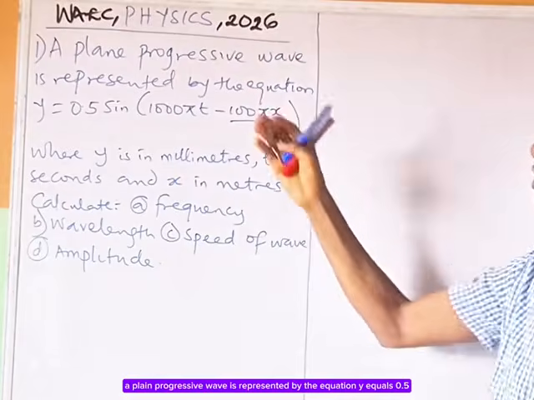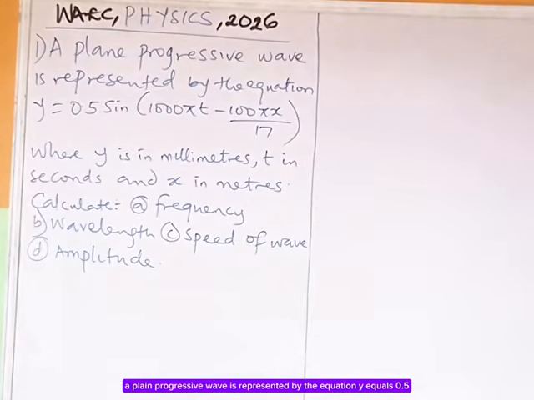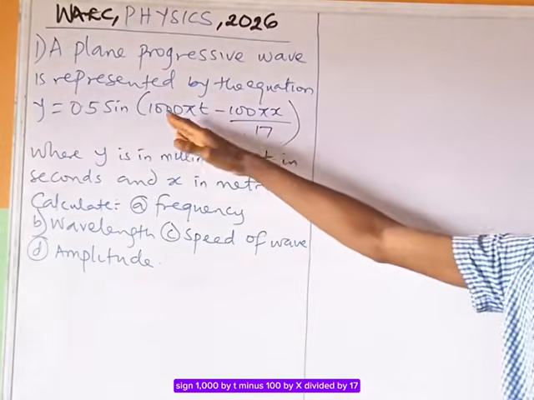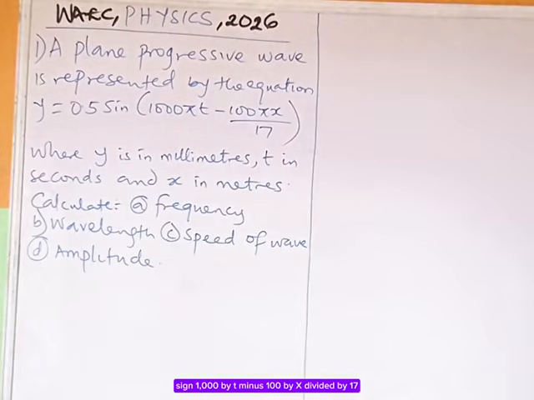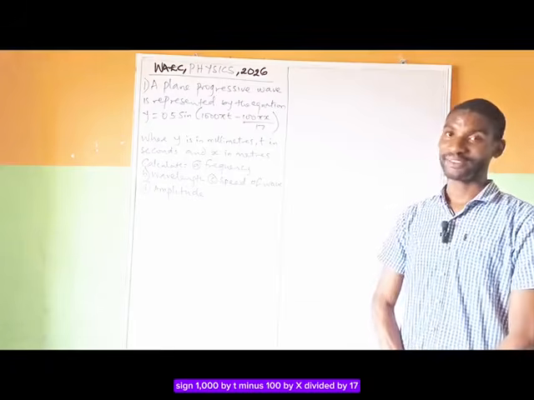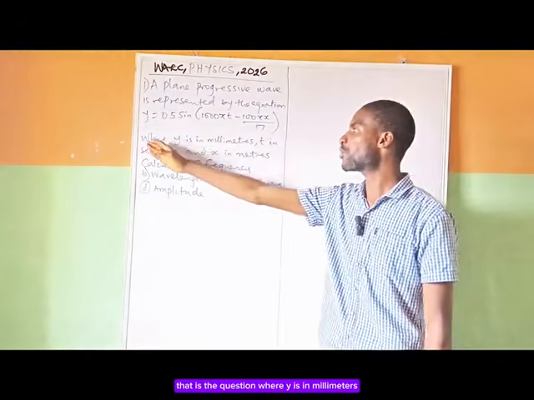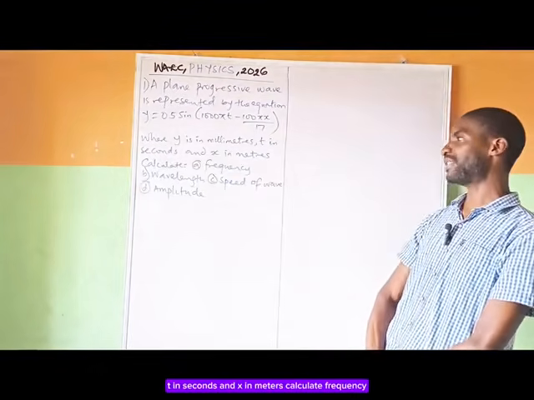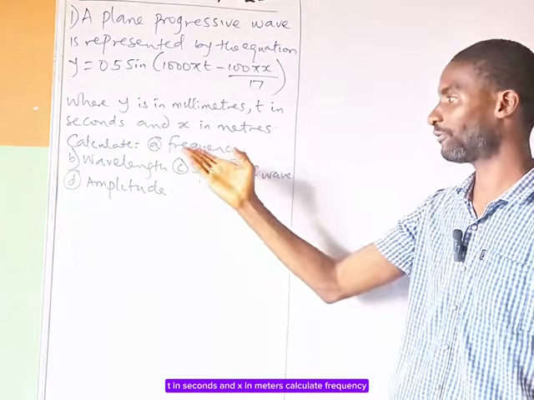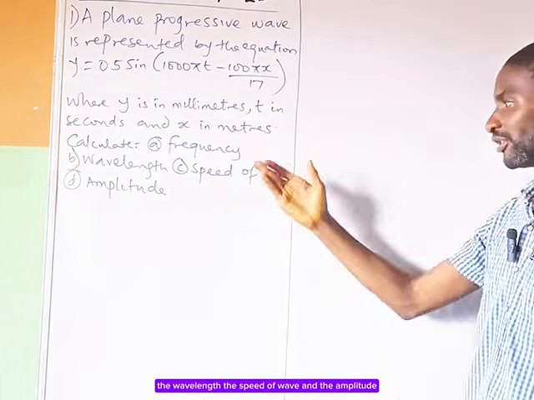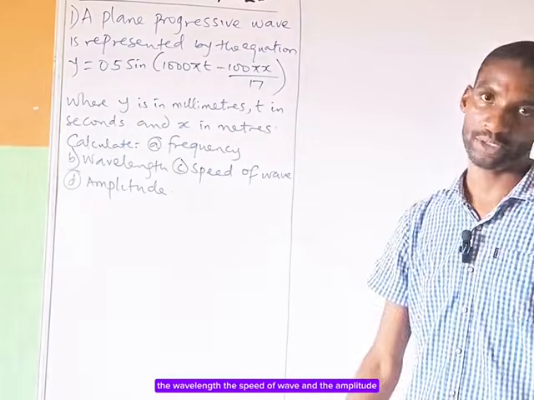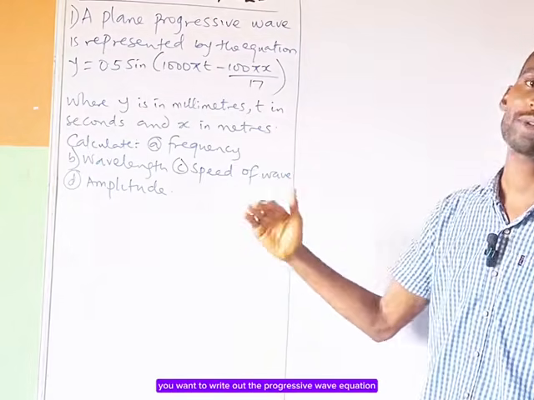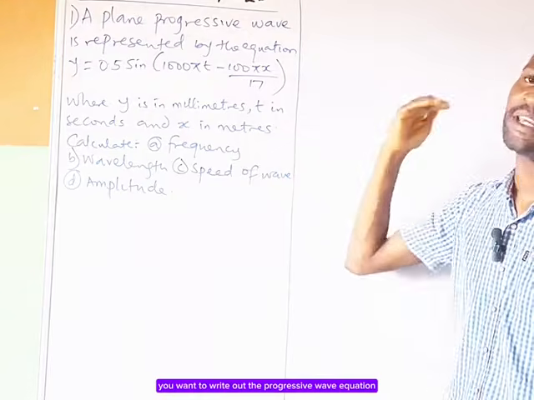A plane progressive wave is represented by the equation y equals 0.5 sine (1000 pi t minus 100 pi x divided by 17). That is the question, where y is in millimeters, t in seconds, and x in meters. Calculate the frequency, the wavelength, the speed of the wave, and the amplitude. So the first thing you want to do here is write out the progressive wave equation.